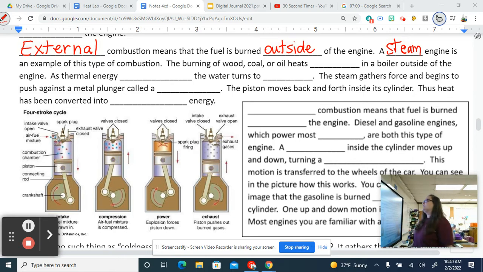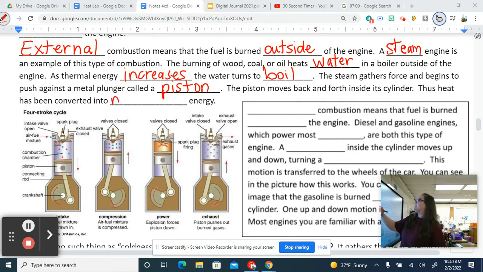It's two different places. So the burning of coal, wood, or oil heats water in a boiler outside of the engine. As thermal energy increases, the water begins to boil. The steam gathers force and begins to push against a metal plunger called a piston. The piston moves back and forth inside the cylinder. Thus, heat has been converted into mechanical energy. So the steam creates enough energy to make the piston move back and forth, and that is where that comes from, okay? And that's a steam engine.